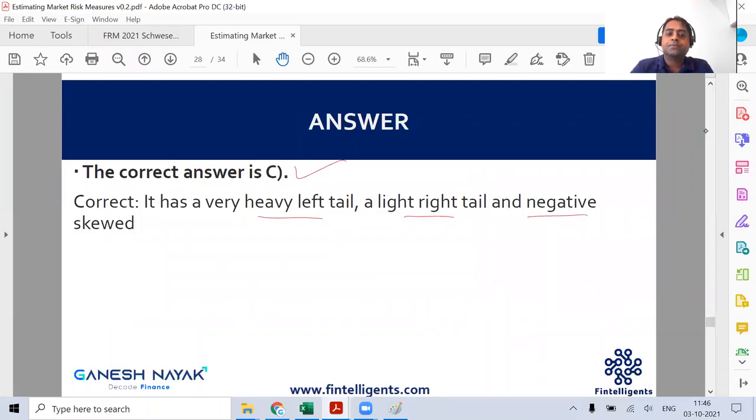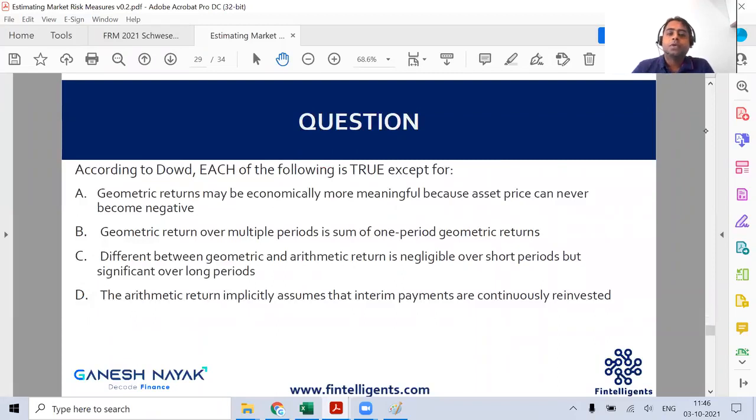Let me take you towards the next question. Each of the following is true except. Read all the options properly. What do you think is the answer? D is the answer. Yes.